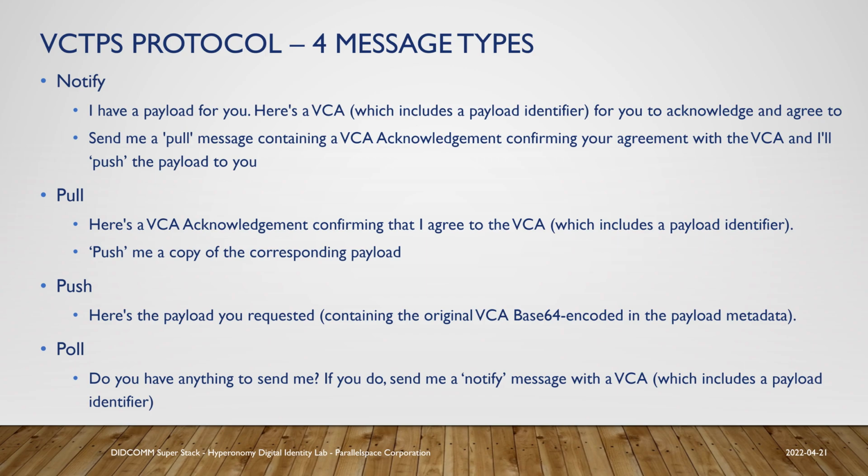There's a fourth message in which the other party, the receiving party, can poll. And basically they ask, do you have anything for me? And if you do, then you send a notify message with a VCA, including the payload identifier. You know, Bob may send out a poll message to Alice and Charlie. Do you have anything for me? And if Alice or Charlie or both of them have a VC to send, then they initiate the notify poll push message flow that we've discussed previously.